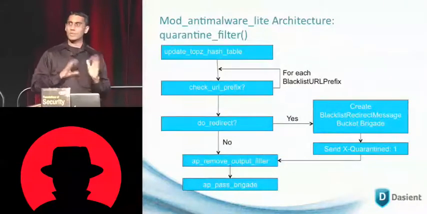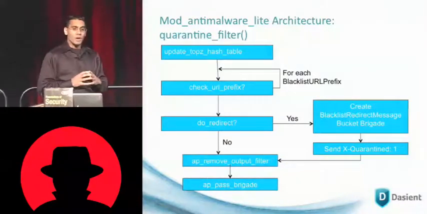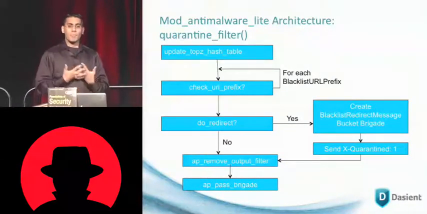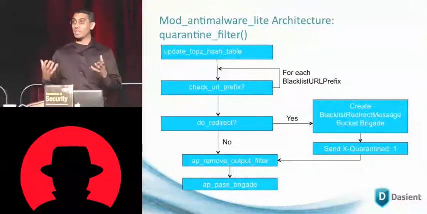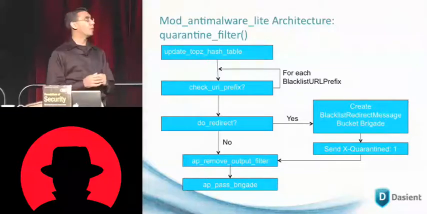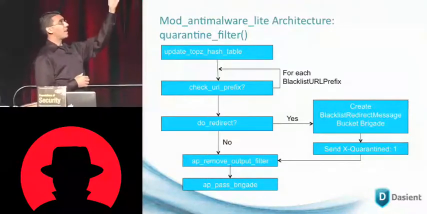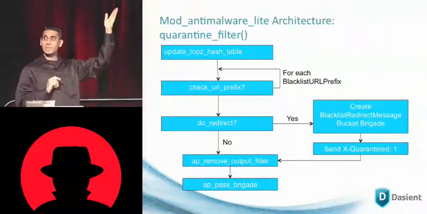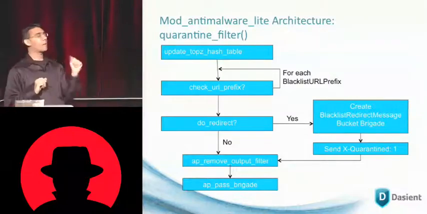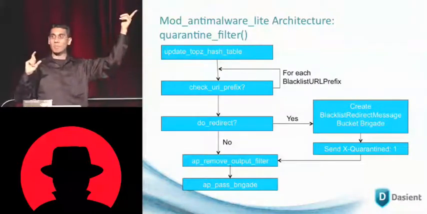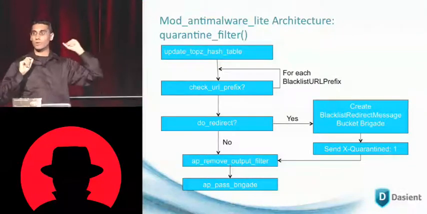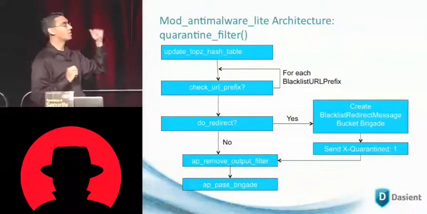So those are the handlers. In real life, I thought it might be useful to just walk through the main loop of the quarantine filter function, which is at the heart of the module. The first thing that happens whenever any request is made to the web server and the mod anti-malware module is invoked is it will update the bounded hash table that is responsible for responding to the top-z request.